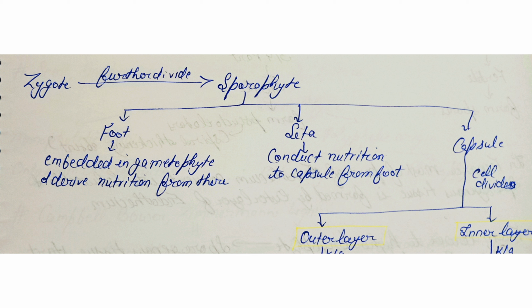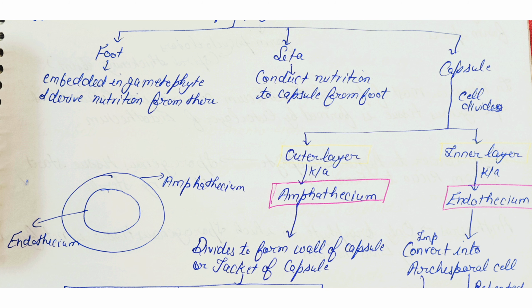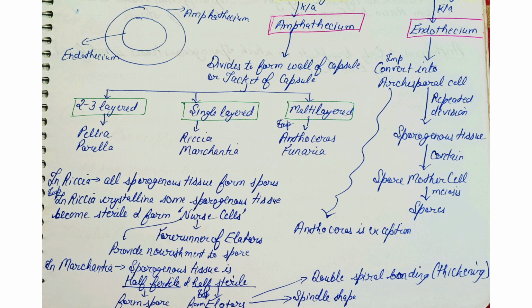Capsule cells further divide and form the outer and inner layer. This concept is very important: the outer layer of the capsule is known as amphithecium and the inner layer is known as endothecium. Amphithecium divides and forms the jacket of the capsule. The important point is that the endothecium is converted into archesporial cells. The jacket of the capsule formed by the amphithecium can be 2-layered, single-layered or multi-layered. It is multi-layered in case of Anthoceros and Funaria.